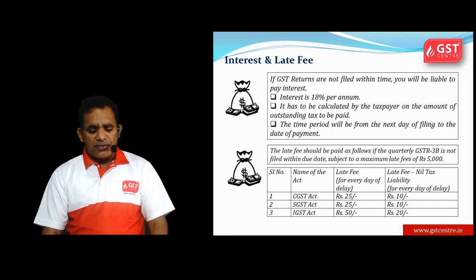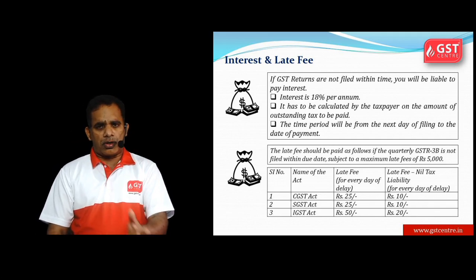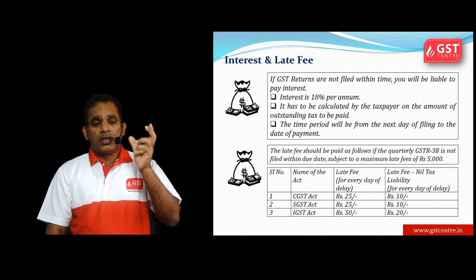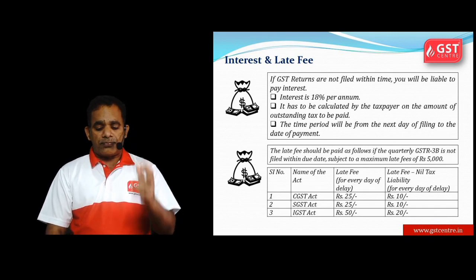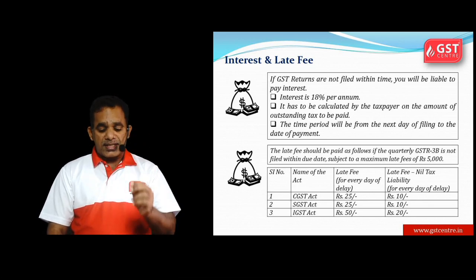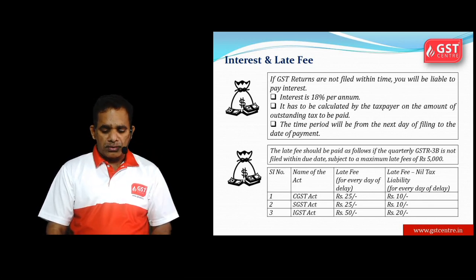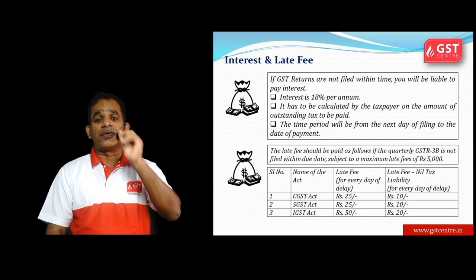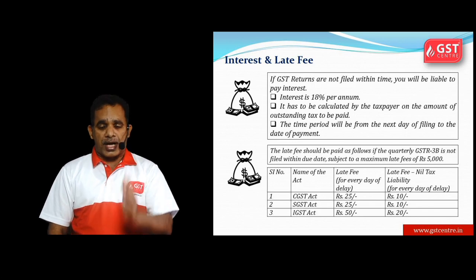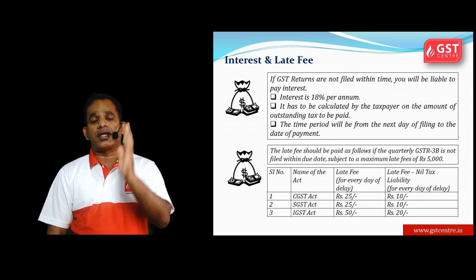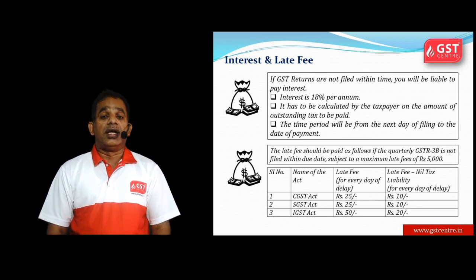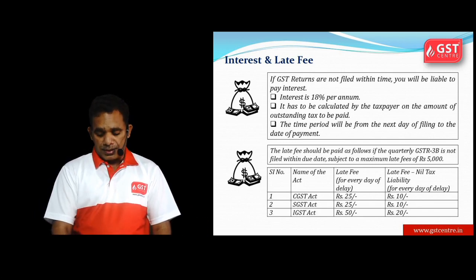Then there is a late fee also, which normally should not exceed a limit, say rupees 5,000, and as per the CGST Act, the late fee for every day of delay is rupees 25, and as per the SGST Act the same amount, rupees 25. Then as per the IGST Act it is rupees 50. Then the late fee for nil return is rupees 10 for the CGST Act and SGST Act, and rupees 20 under the IGST Act. So these are the interest and late fee details.